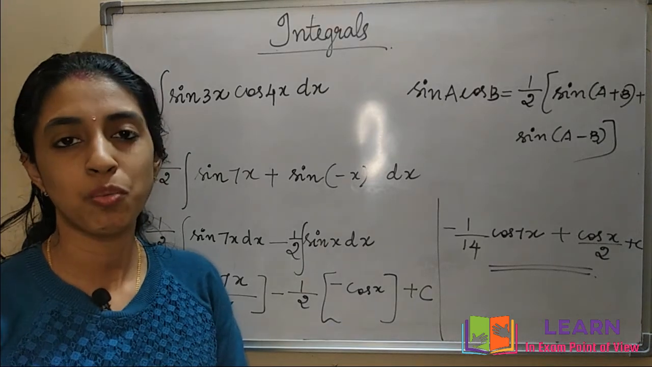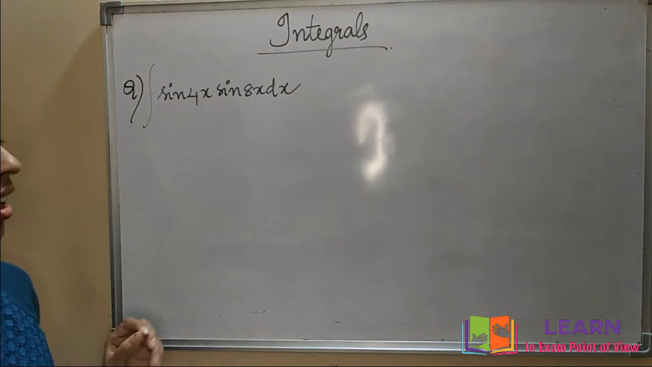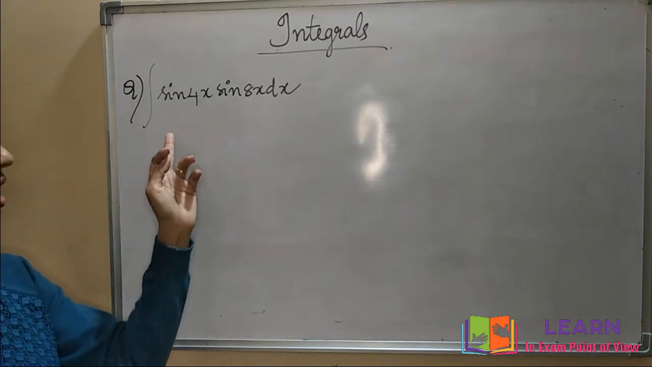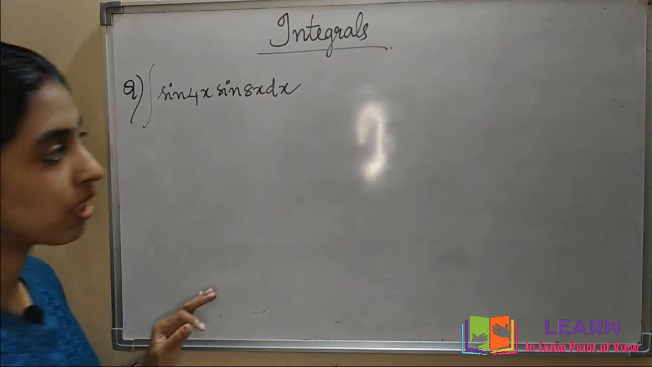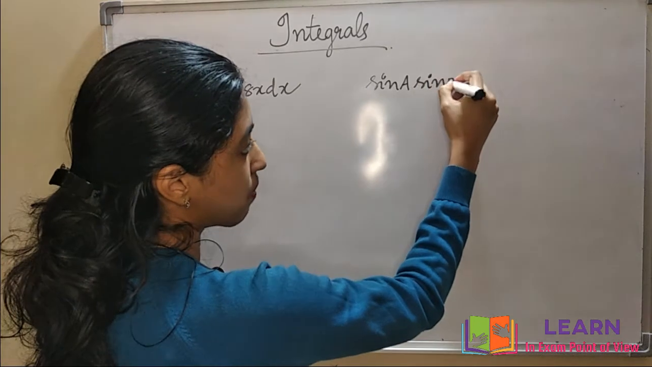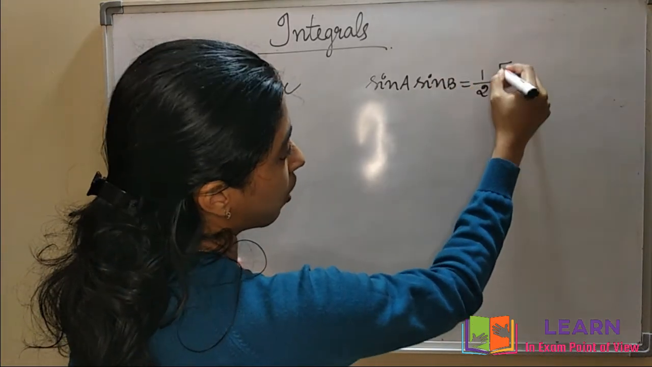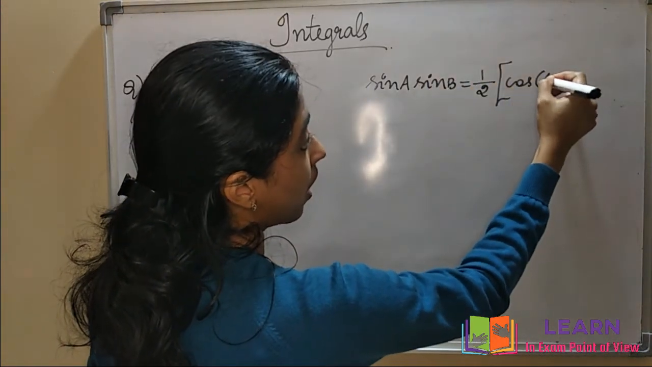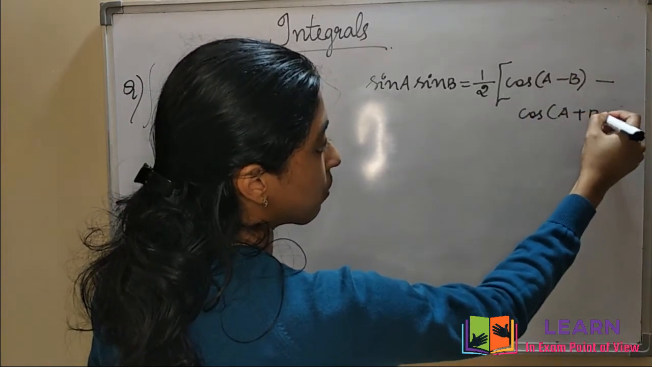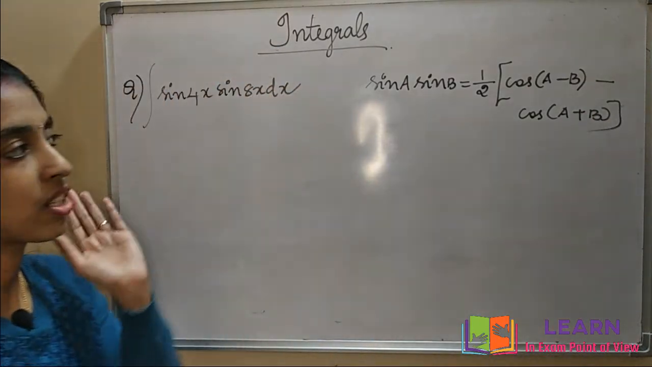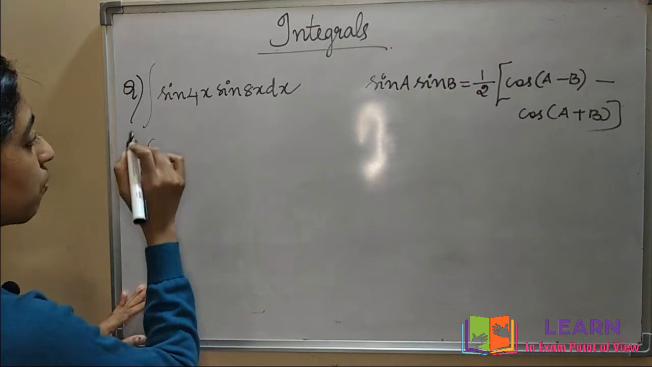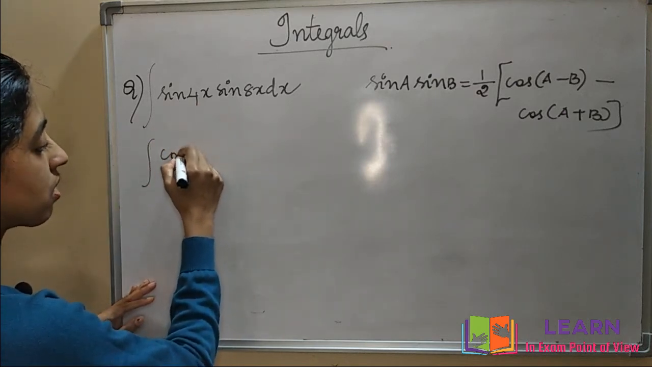So one more similar problem we can do. The next similar question, the difference is here both are sine: sin 4x sin 8x. So we need to apply the formula for sin A sin B. That expansion is half, both are cos: cos of (A minus B) minus cos of (A plus B), which is the required expansion of sin A sin B. Just apply the expansion before integrating.